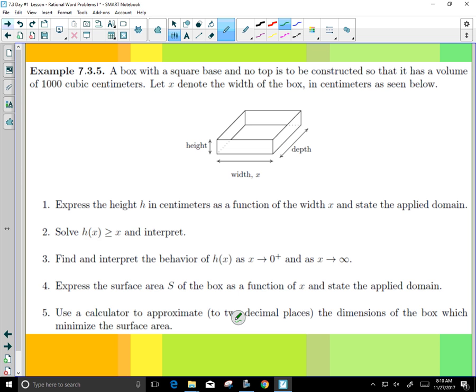Let's see, a box with a square base. This one looks kind of familiar to me. A box with a square base has no top, to be constructed so that its volume is 1,000 cubic centimeters. Let x denote the width of the box, as seen below. All right. So a box with a square base. If this length is x, what will this one be? X. Yep. And let's call the height h.